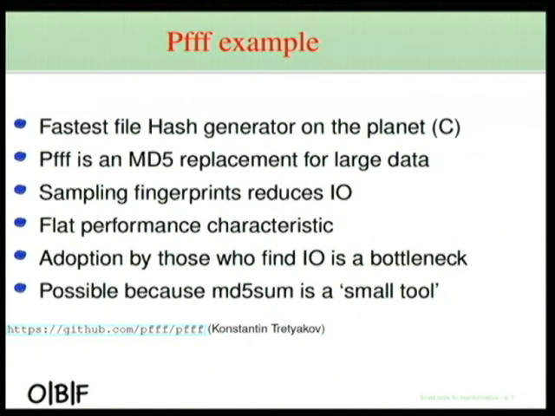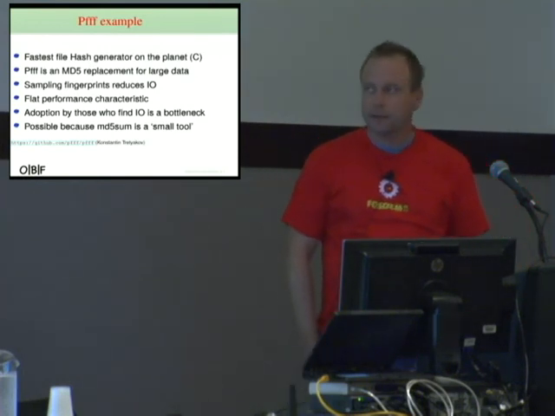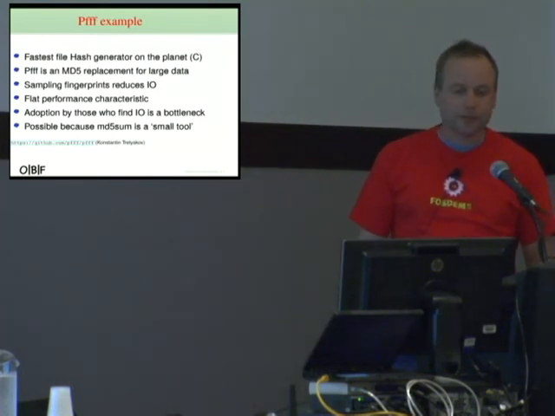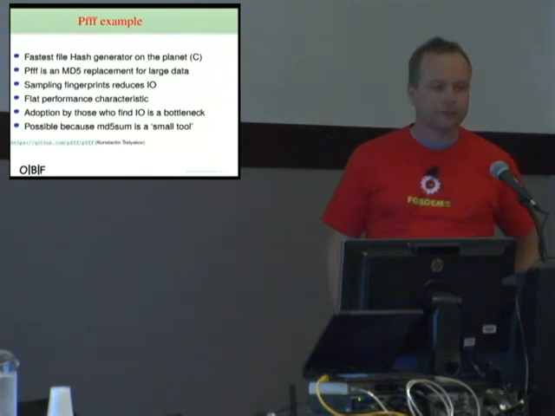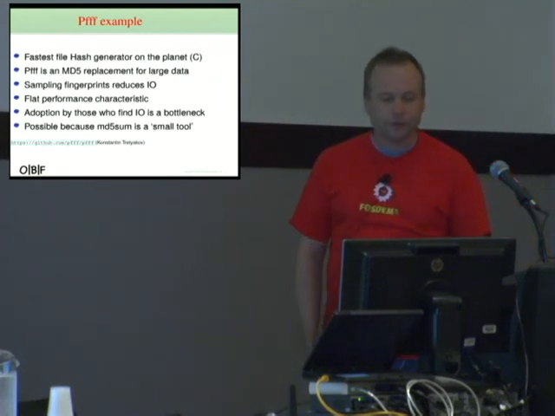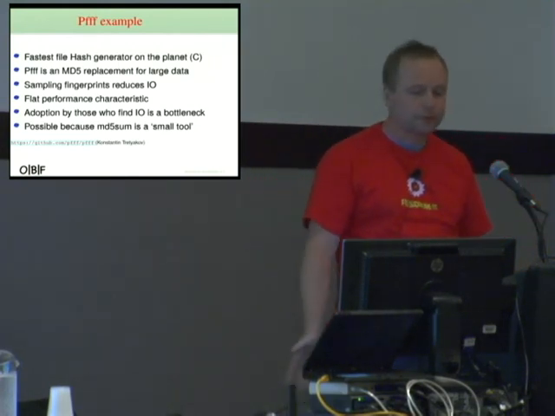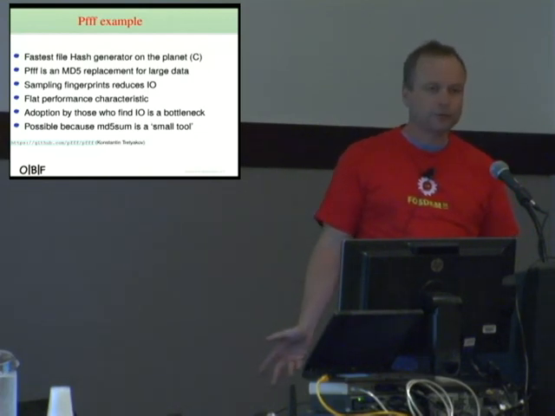What PFP does is, rather than reading the whole file, it just takes samples from the file, so fingerprints. And we actually prove statistically that it's as reliable as MD5 for large data. But it has a flat performance characteristic. It doesn't matter how large the file is; it will always take the same time. So this is very interesting for people who are dealing with file comparisons, and that happens a lot in sequencing centers and all that. And the reason we could do that is because MD5 sum itself is a small tool. You can just replace it.